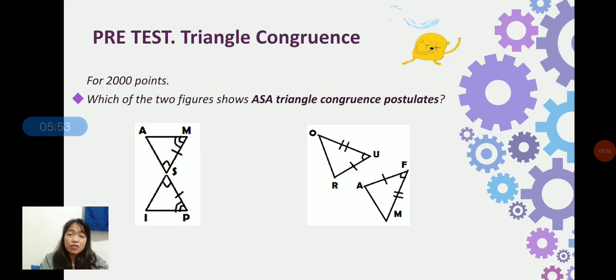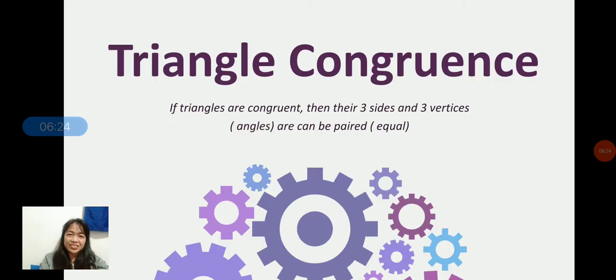Next, for 2,000 points, which of the two figures shows the ASA triangle congruence postulate? Is it figure 1 or figure 2? ASA. Ready? The answer will be figure 1. Look at ASA. You have angle, side, angle. Next question. Oh, sorry, that is the end of the pretest.